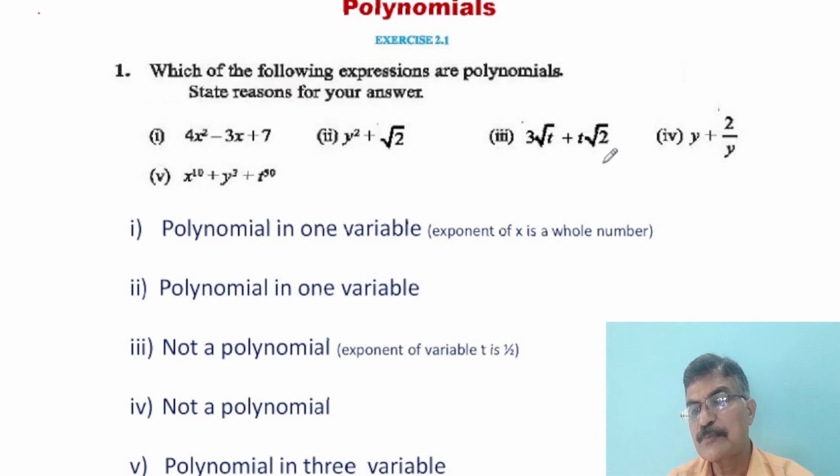Consider this mathematical expression: 3 root t plus t root 2. This is a mathematical expression in variable t. Here root 2 is written right after t, to avoid confusion. If root 2 were right before t, then naturally a doubt would come that the root would include t also. In order to avoid that confusion, root 2 is written right after t.